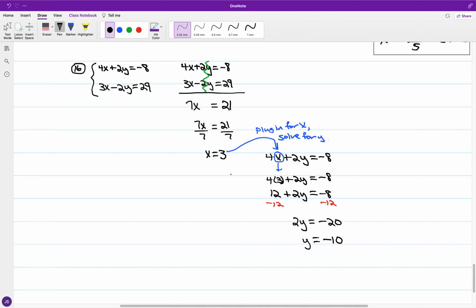So you got x at 3, y at negative 10. You can go back and check. 4 times 3 is 12. 2 times negative 10 is negative 20. And 12 minus 20 is equal to negative 8. And with the second equation, 3 times 3 is 9. Negative 2 times negative 10 is a positive 20. 9 added to positive 20 comes out to 29.